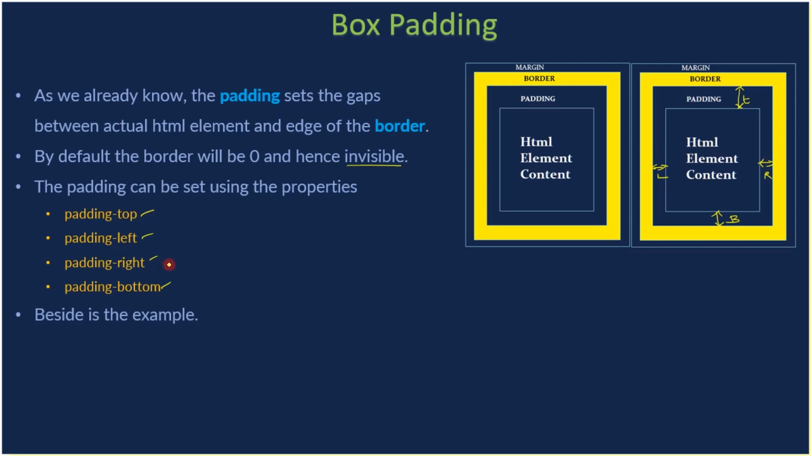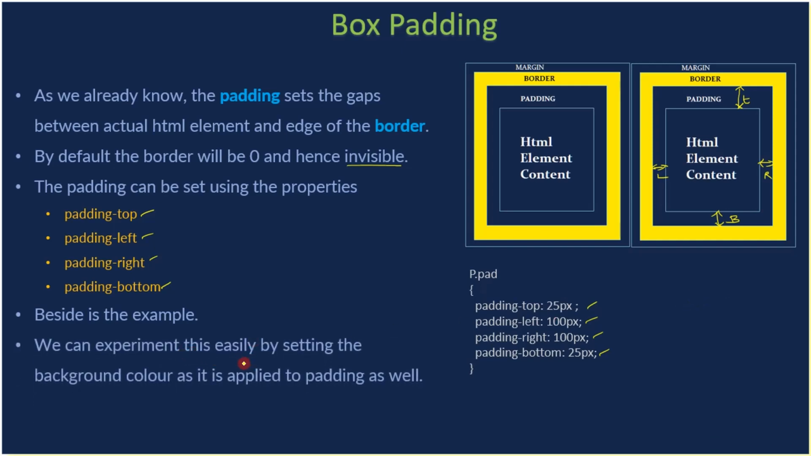Beside is the example. If you see here, we set padding top as 25 pixel, padding left as 100 pixel, right as 100 pixel, and bottom as 25 pixel. We can also use a shorthand of padding, and we can specify all in one line with a space.